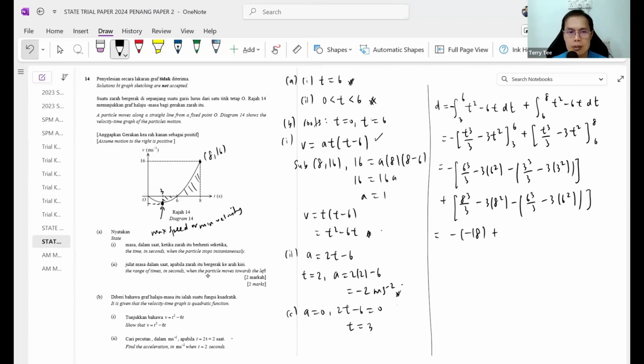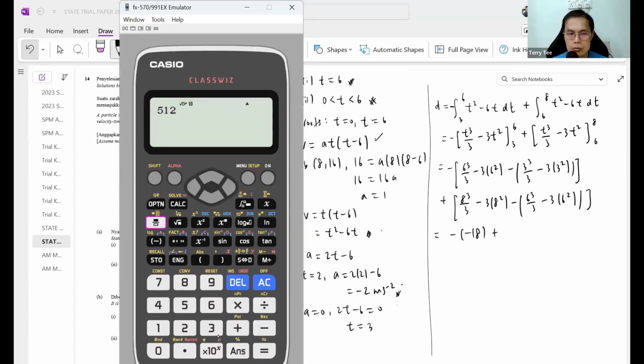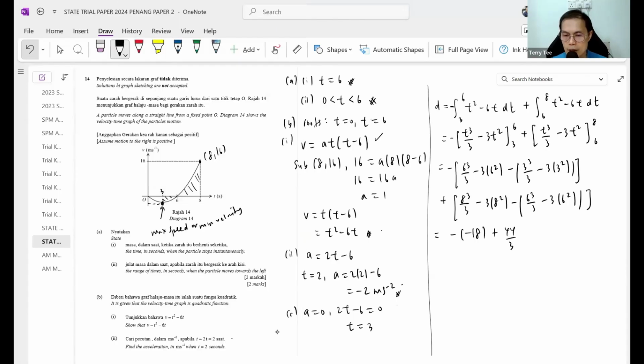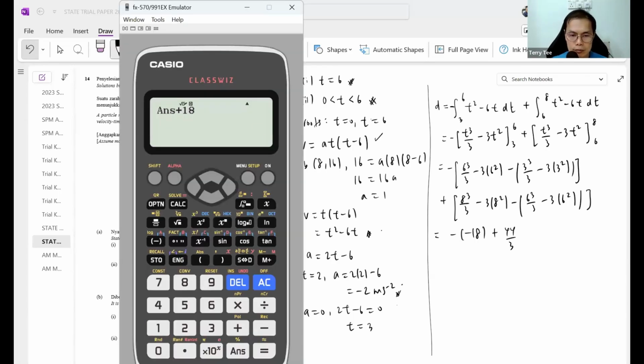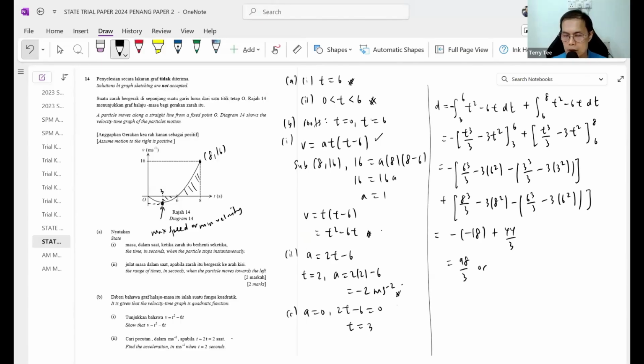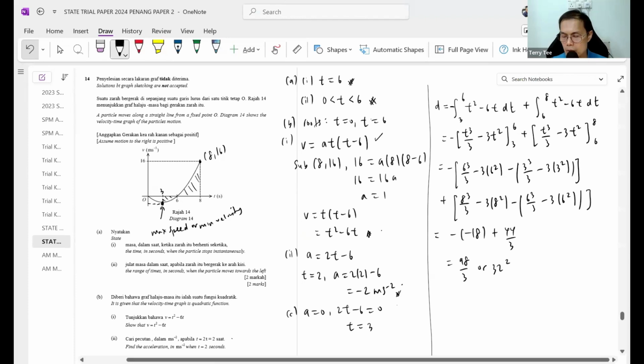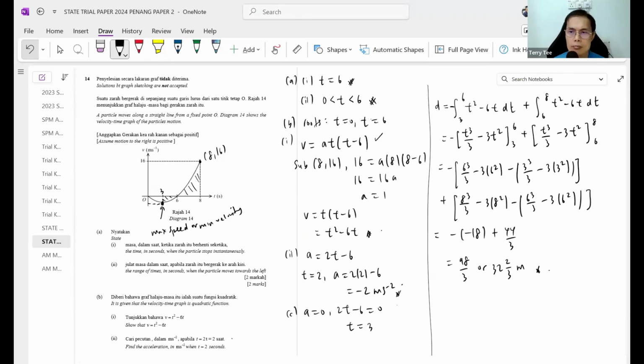8 cubed is 512 divided by 3, you minus 3 times 8 squared, which is 64. This is again 216 divided by 3, and then you minus 3 times 6 squared, 6 squared is 36. So I got 44 over 3. Take these two and add together. Your final answer is 98 over 3, which is 32 and 2 over 3. You can leave it as a mixed number or an improper fraction.